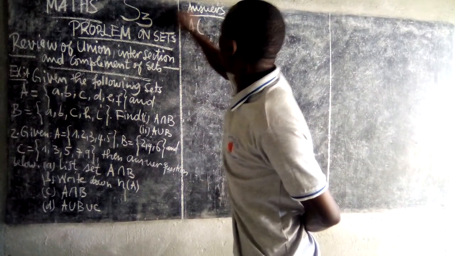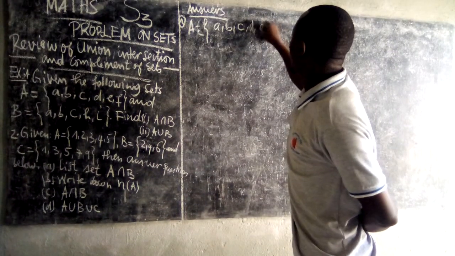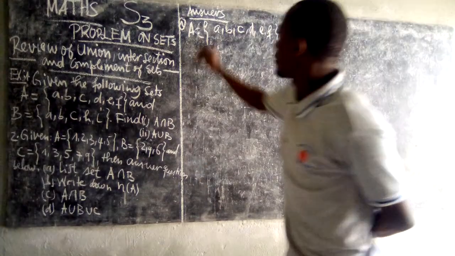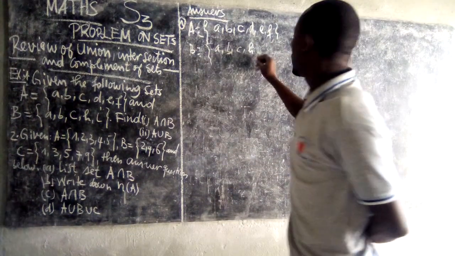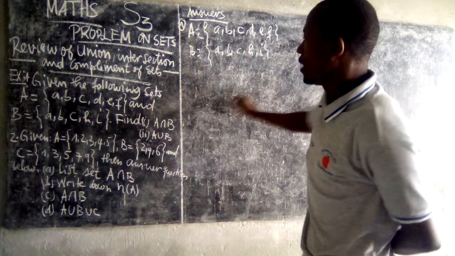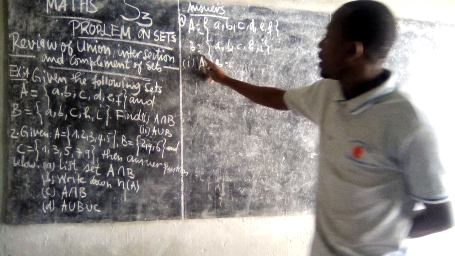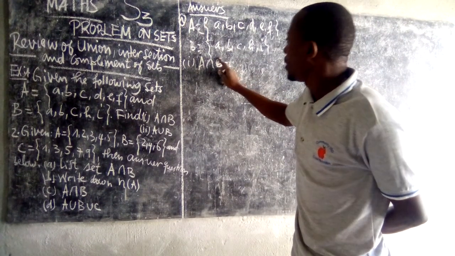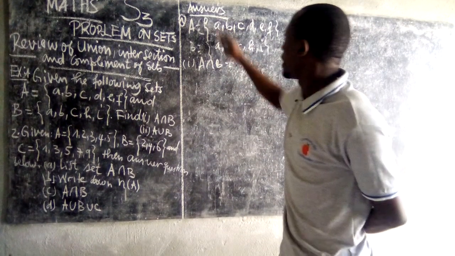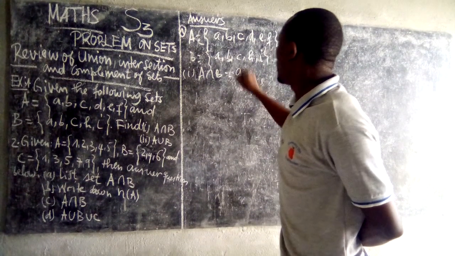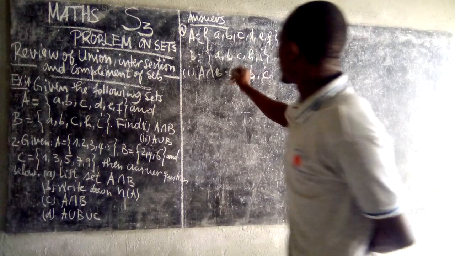Given set A is A, B, C, D, E, and F, where set B is A, B, C, H, and I. Then find A intersection B. A intersection B means the elements that set A and set B have in common. It means that A, B, and C are in both, and the others are not intersecting.